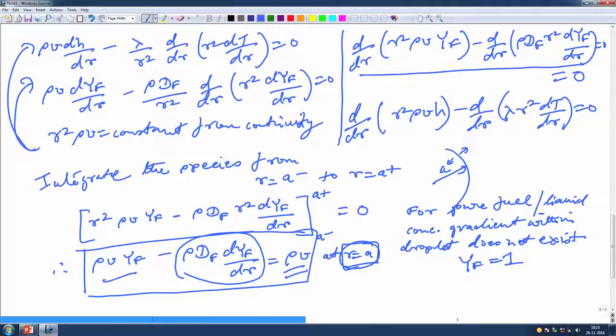In the liquid phase, that means at a minus, this particular thing does not exist, right. So you only have a square rho v YF. When you are dealing with the vapor phase, of course this will stay, it has to stay, in that particular form. So combining those two things, we have got this particular relationship. So I think this is understandable.